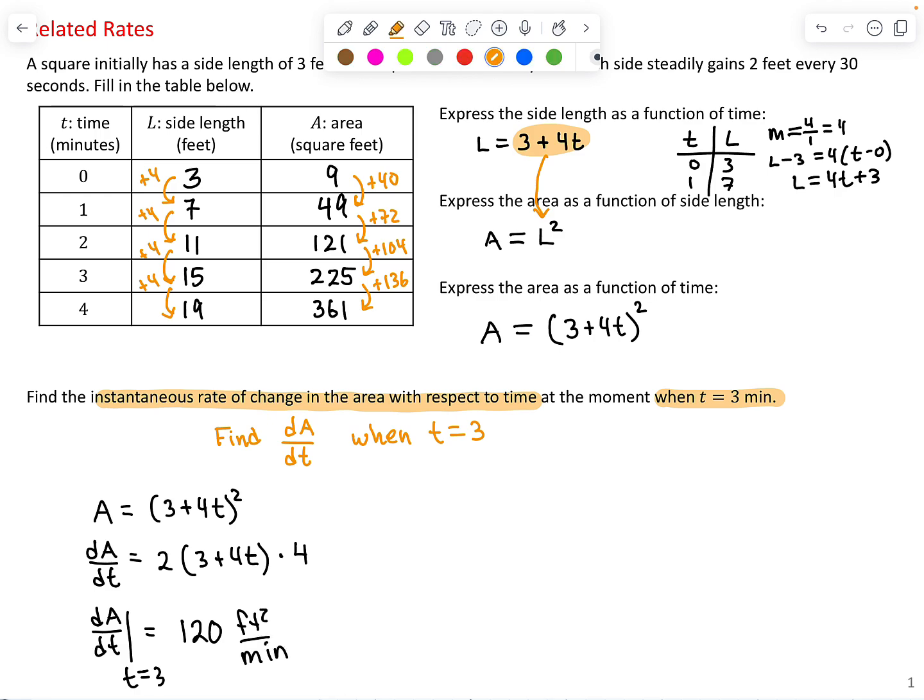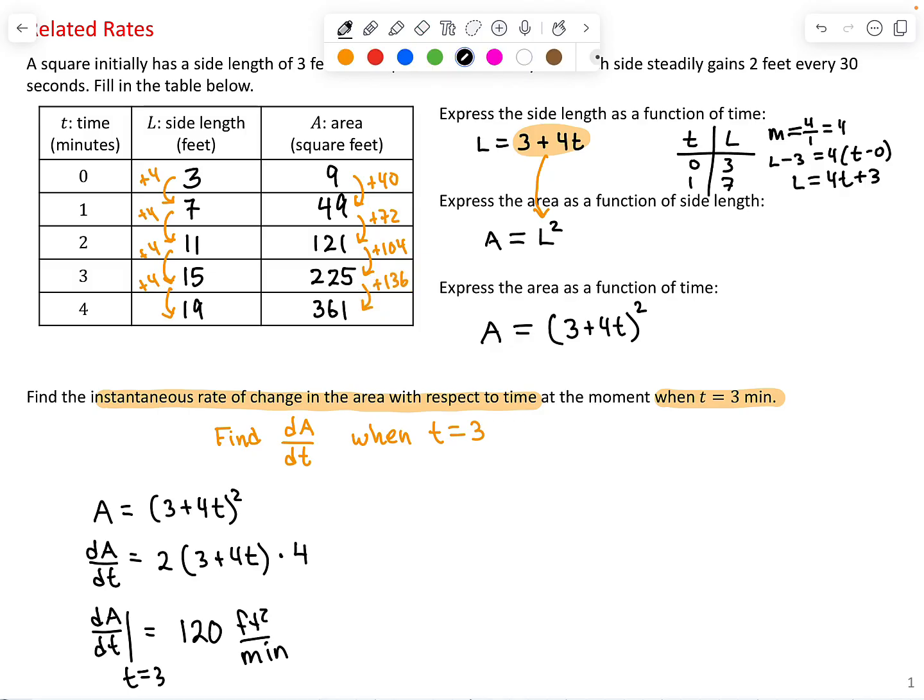Now, it makes intuitive sense that 120 is a reasonable answer because between minutes 2 and 3, our area gained 104 square feet, but between minutes 3 and 4, it gained 136 square feet. So we expect an instantaneous speed at time 3 to be somewhere between 104 and 136.